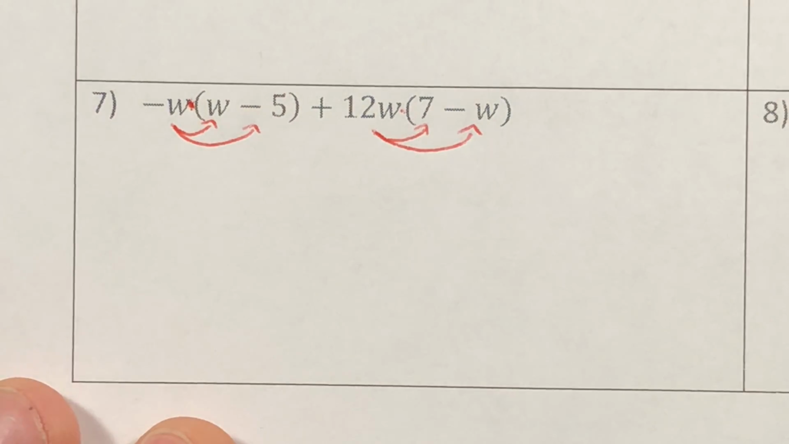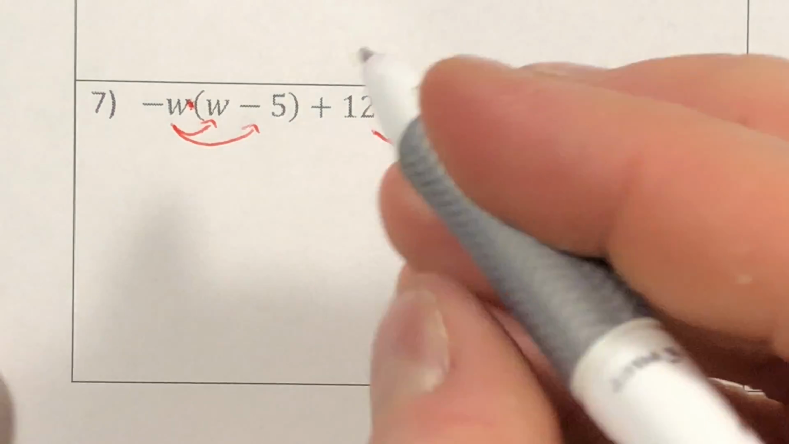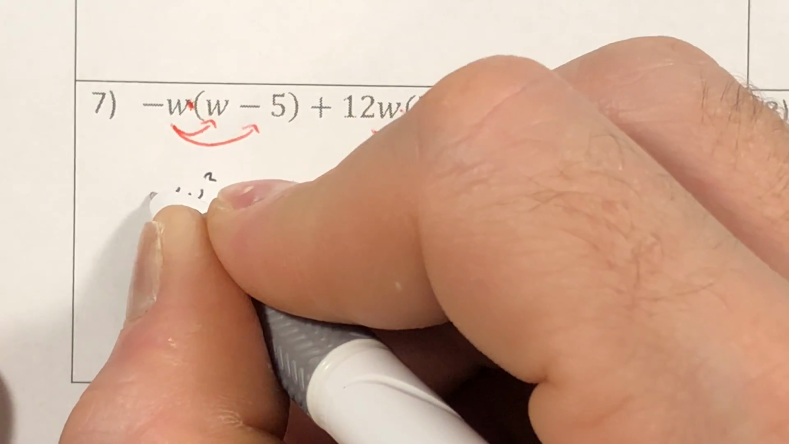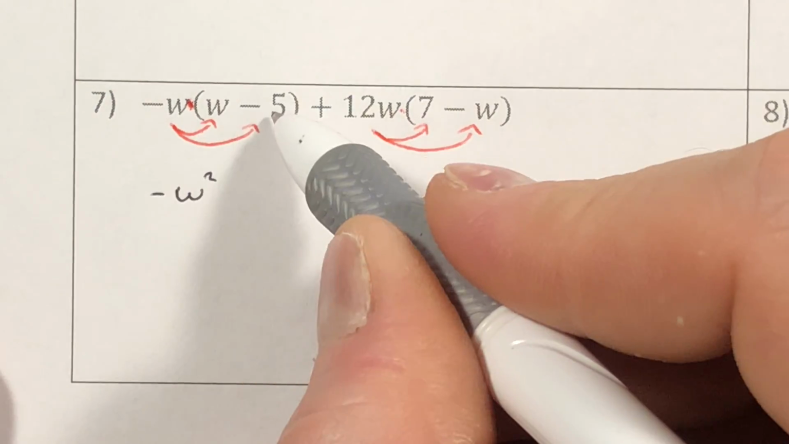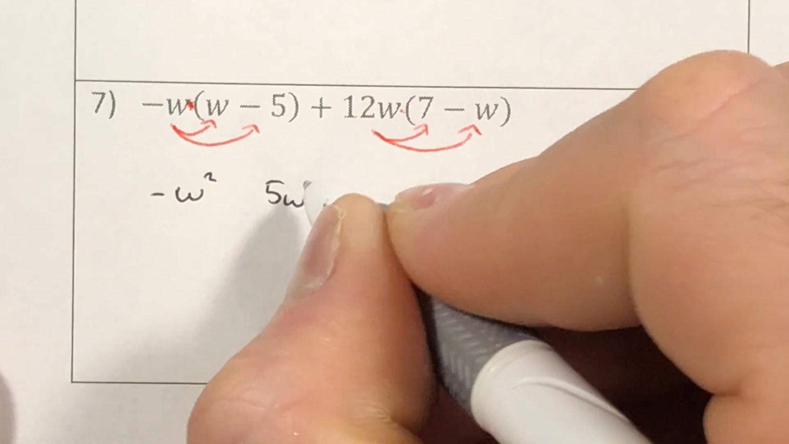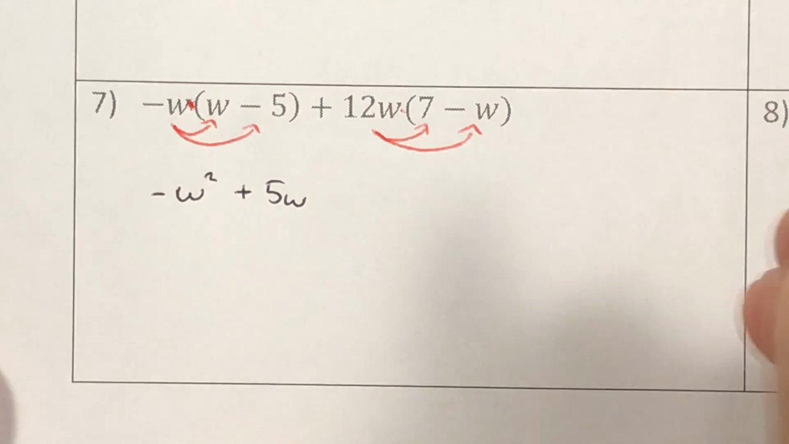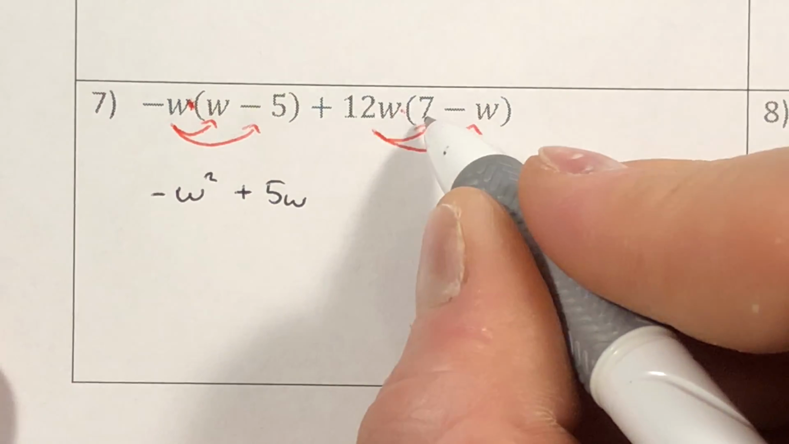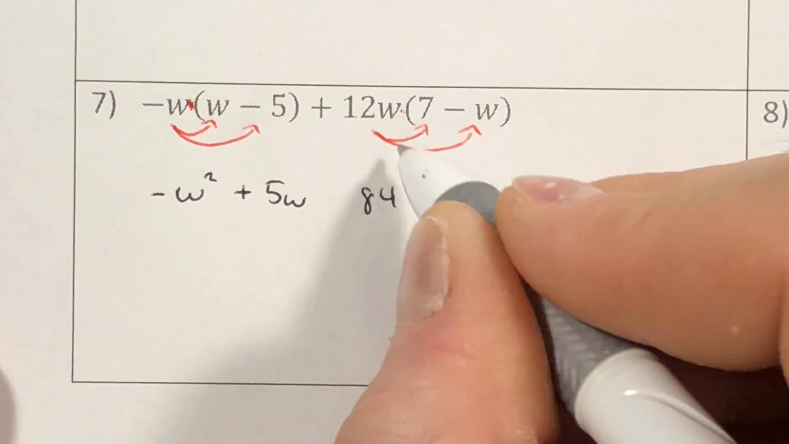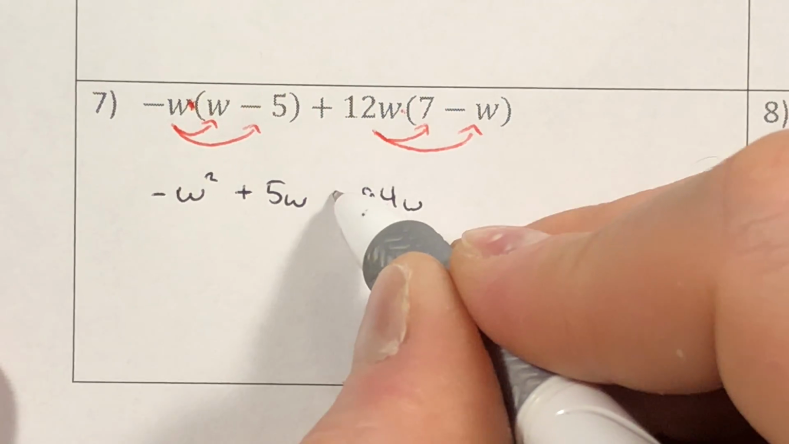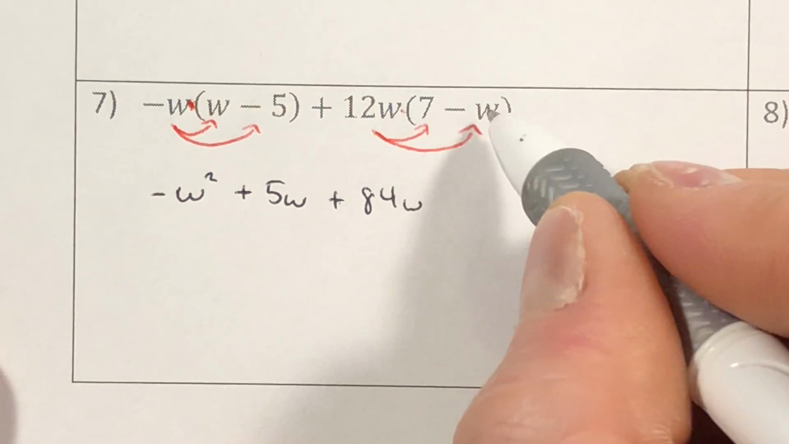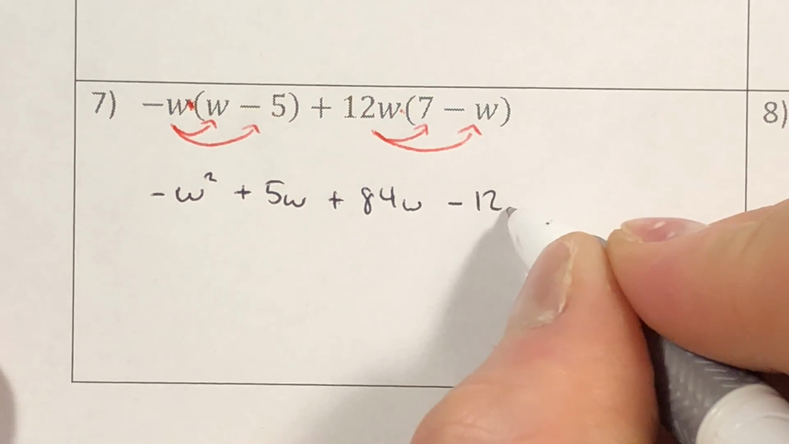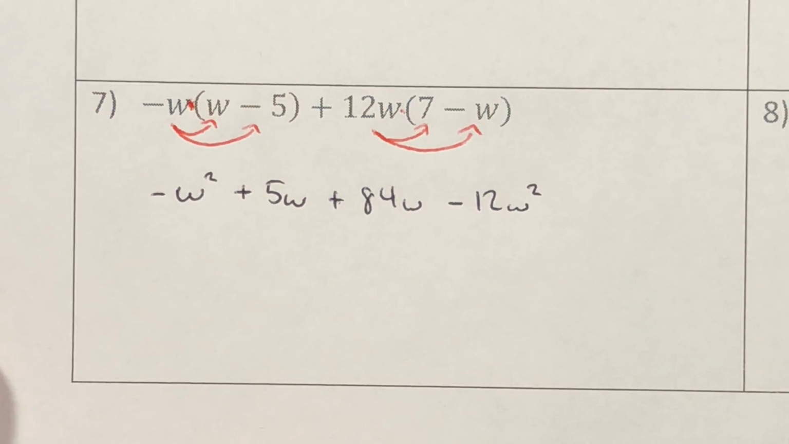So I've got 2 things to be distributed this round. W times W, which is going to be W squared. The negative sign is going to carry through. W times 5 is going to be 5W. Negative times negative is going to be a positive. Over here, 12 times 7 is going to be, let's see, 84. I have a single W. Positive times positive is a positive. Lastly, 12 times 1 is 12. Positive times negative is negative. W times W is W squared. Perfect.